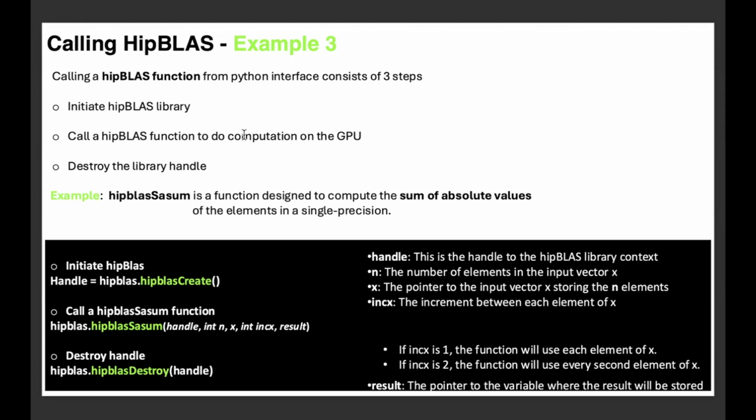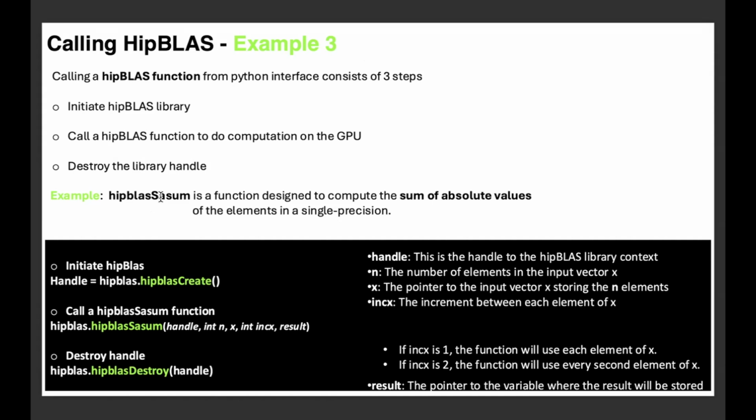Generally speaking, the way you can call a math heap library from Python is in 3 steps. The first step is you need to initiate the library, and then you need to call a function within that heap library, for instance, in this case, heap plus, to do the computation. Once you've done the computation on the GPU, the next step you need to destroy the library handle. The example that I'm showing here, in example 3, is the function heap plus.